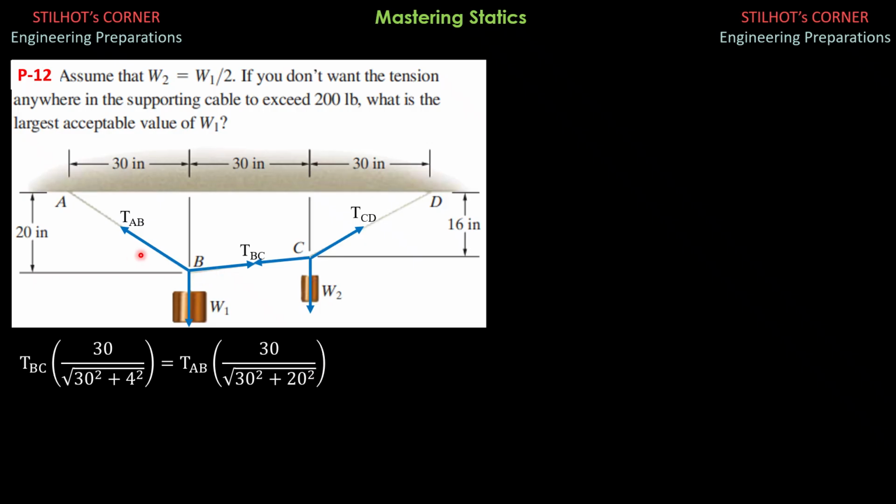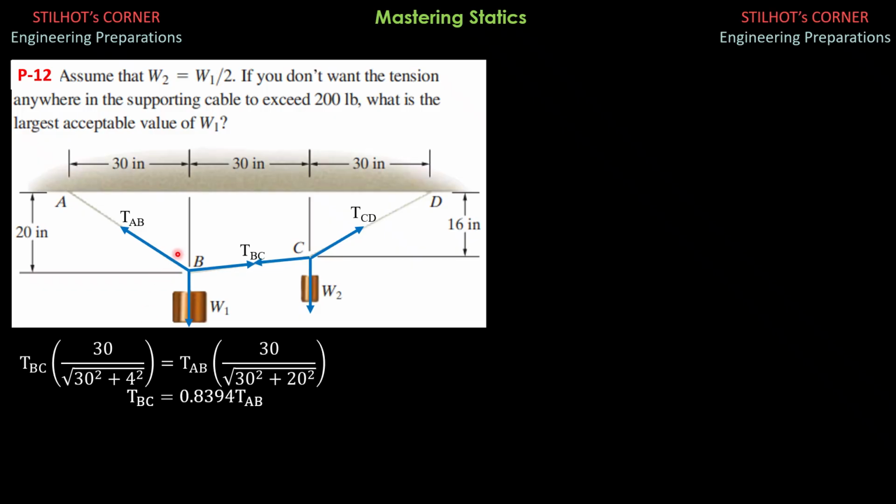So cosine of the angle is 30 over hypotenuse. So tension BC is equal to 0.8394 of tension AB. So based on experience, we anticipate that tension AB should be greater than tension BC because the slope of tension AB is greater than that of BC. So likewise, tension CD is greater than that of tension BC.